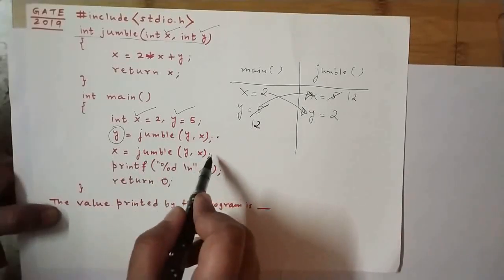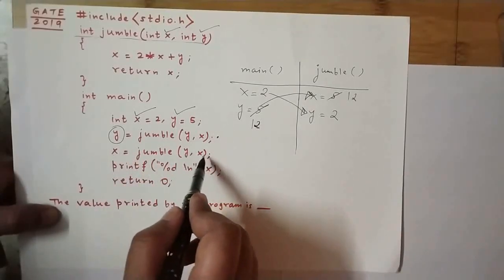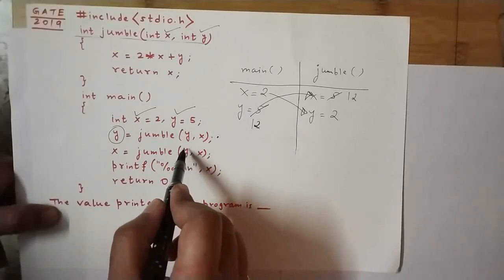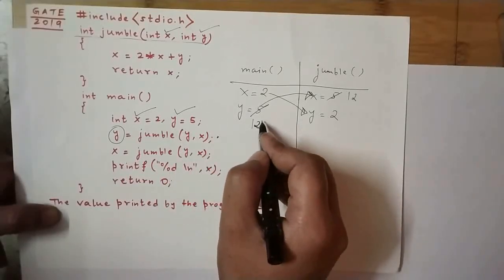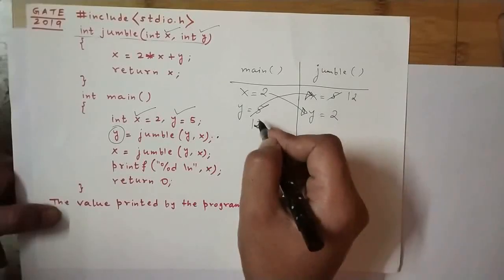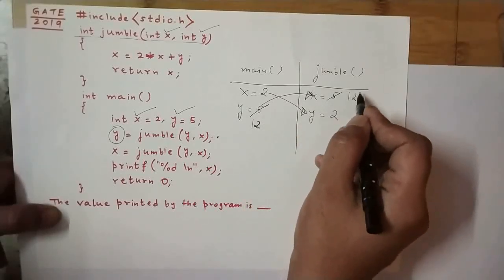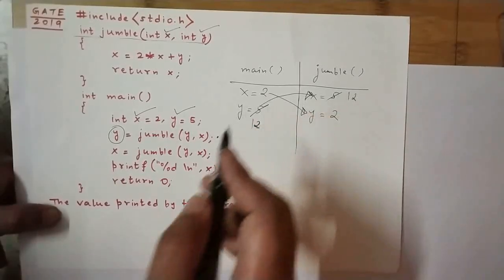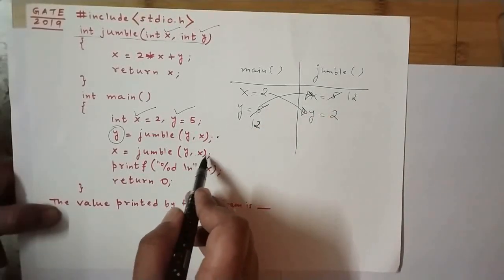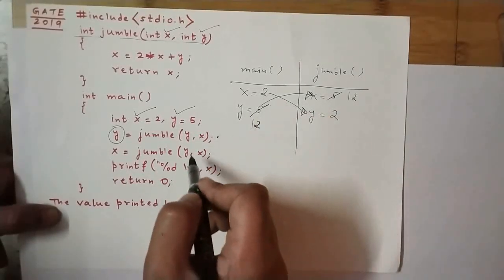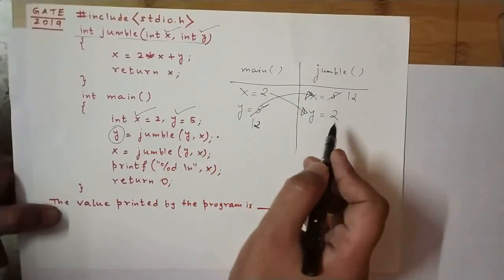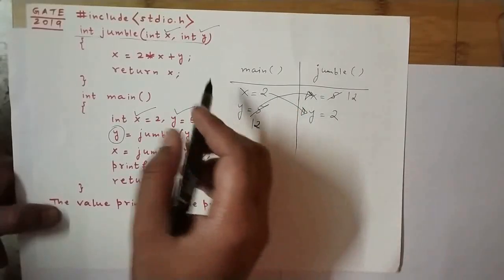Again we are invoking the jumble function, and again in the same order, y comma x. So the value of y, which is 12, will again be passed to x. As a result, x will now get a value of 12. That means there is no change here. And this value of x, which is 2, will be passed to y. Again, there is no change in value. So y gets a value of 2.